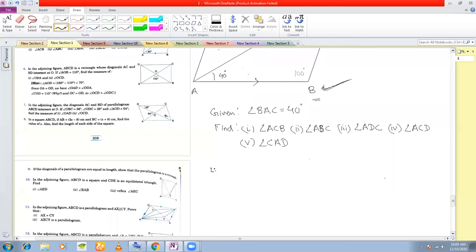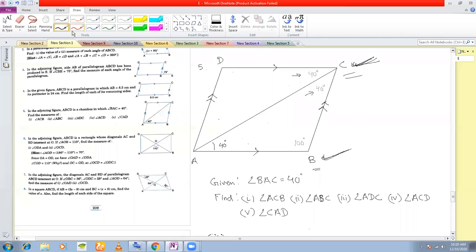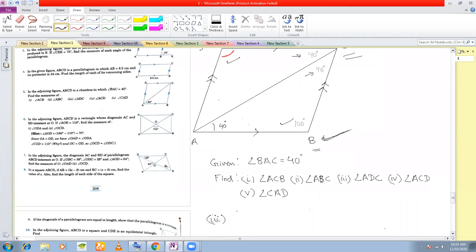Next, number 3. Which angle do we have to find out? ADC. Let's mark the angle which we need to find out. This ADC, this one. This is very easy because we have already found out this angle to be 100 degrees. Now these two angles are opposite angles of a parallelogram. They must be equal. So in one line you get your answer. So ADC must be equal to angle ABC, equal to 100 degrees.